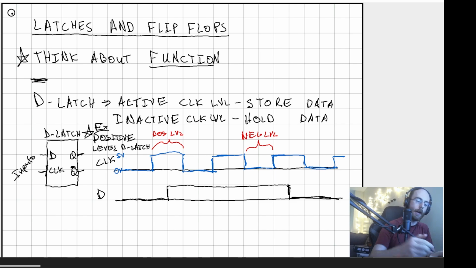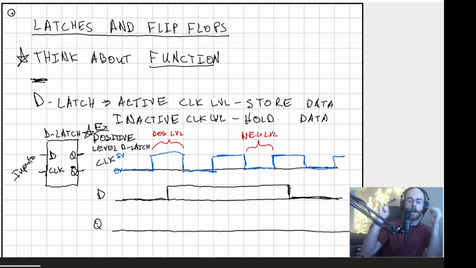And so I'm going to draw out Q. I'm just going to give it the baseline for where we're going to draw it later. And then I'm going to start to understand how the functionality plays into this. So to think about it, we said two things. We said this is a positive level D latch. That means the active clock level is the positive level. And so for this next part, what I'm going to do is label all of the different parts. So notice how I'm breaking it up by high level, low level.